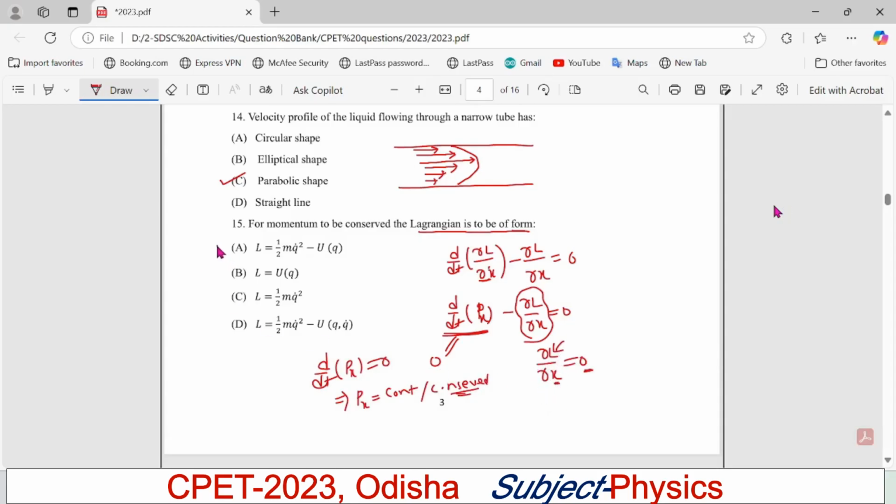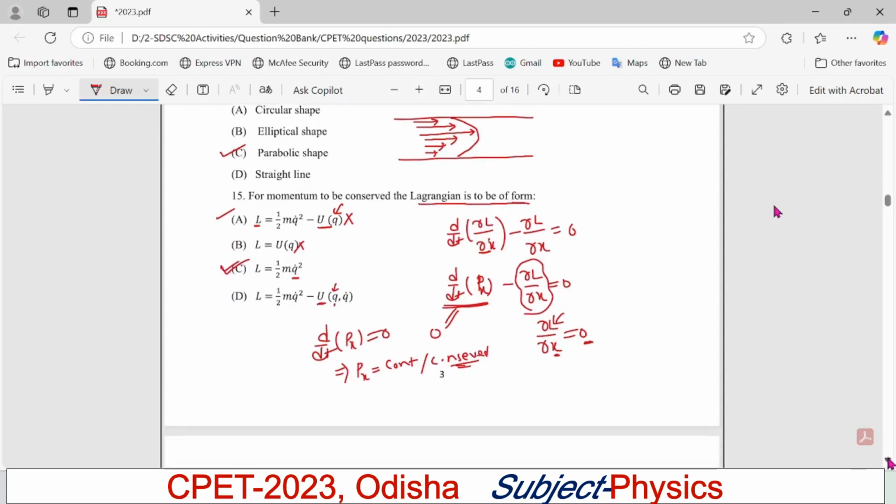So here, if I consider option number A, the Lagrangian explicitly depends upon the generalized coordinate. So this option cannot be accepted. This option also depends upon the coordinate, not to be accepted. This option does not depend upon the generalized coordinate, so this option will be accepted. Here you can see option number D also, the Lagrangian depends upon generalized coordinate. Here Q is there. So C will be the correct answer.